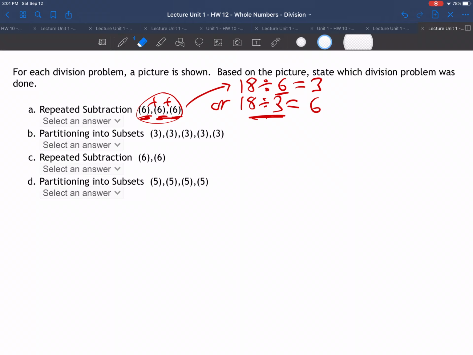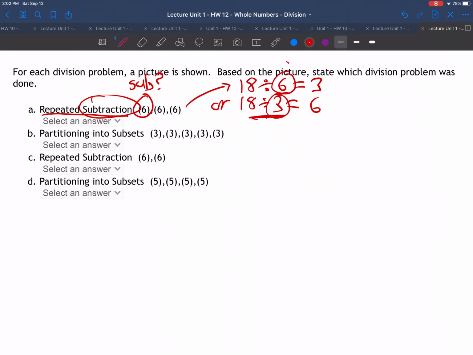Well, it all depends on which they say. Repeated subtraction or partitioning into subsets. Well, they say on part A here, repeated subtraction. So let me ask you, which one are you subtracting? Are you subtracting 6 or are you subtracting 3 every time? This first number, is this number subtracted or not? Yeah, it is. You take 18 and you subtract 6 every time.